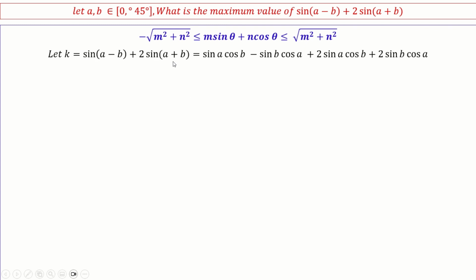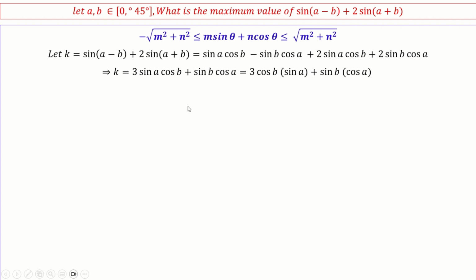Okay. Let's say k equals the given value, and I am expanding sin(A minus B), which is nothing but sin A cos B minus sin B cos A, plus 2 times sin A cos B plus 2 times sin B cos A, because this is 2 times sin(A plus B). Now I can simplify. There are common terms. So if I simplify, I get k equals 3 sin A cos B plus sin B cos A. I can write it in two ways. This is one way, where I am writing in terms of sin A and cos A. The coefficients are sin B and 3 cos B. That is nothing but m and n for me. m and n are 3 cos B and sin B respectively.